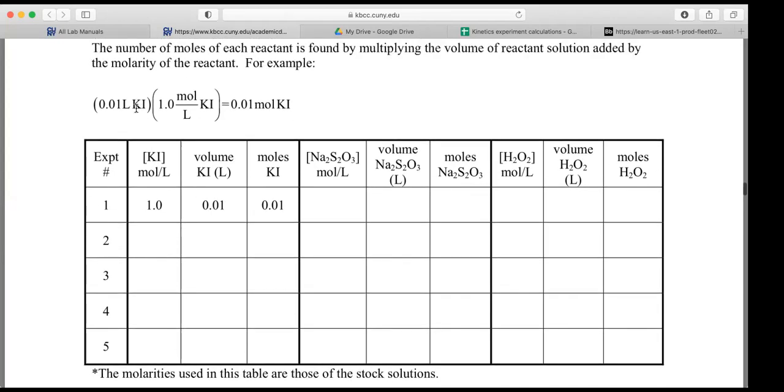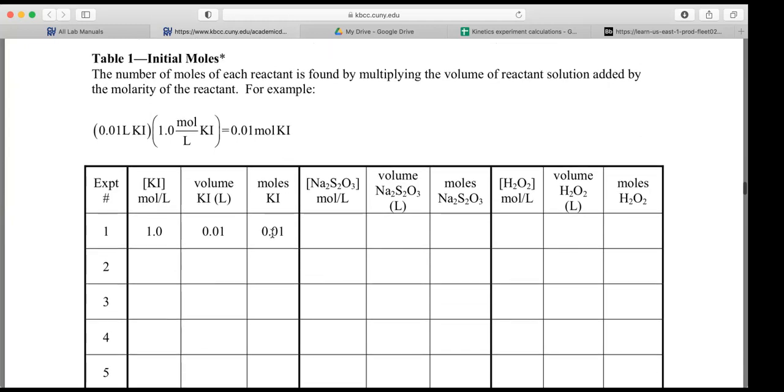So this right here in the procedure tells you how to do the first calculation. What it says is we're just trying to find the initial moles. So how many moles of each reactant? And there are 3 reactants that we're concerned with. The first one is potassium iodide here, KI. What we do is we take the molarity, the concentration, molarity means the same thing, of KI, and we multiply it by the volume. Remember, molarity is moles over volume. So moles would be molarity times volume.